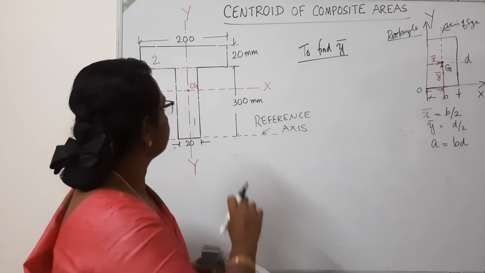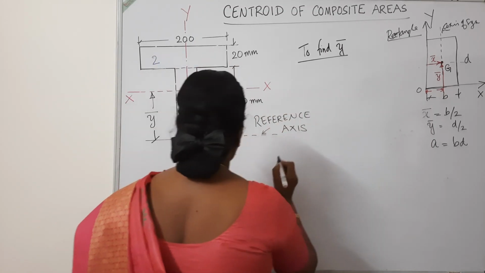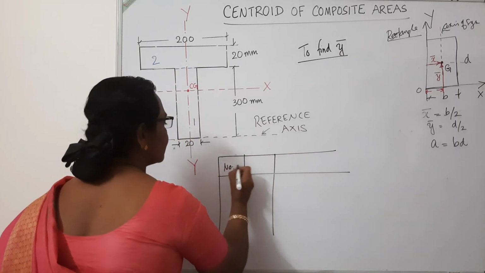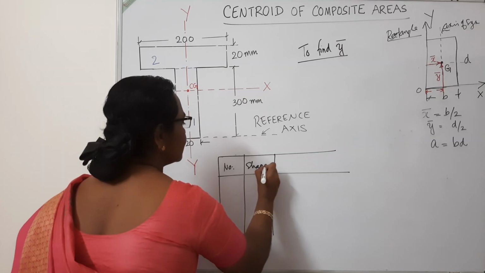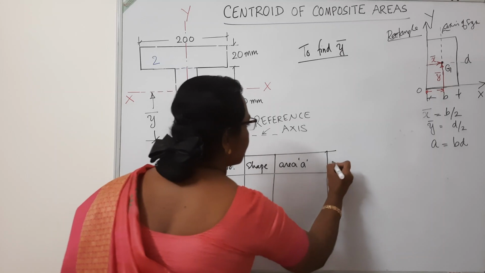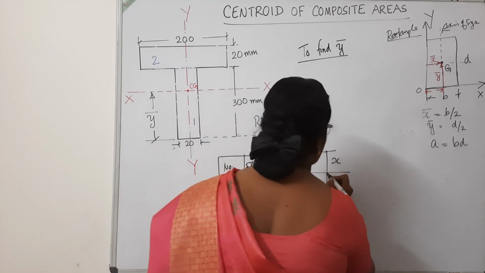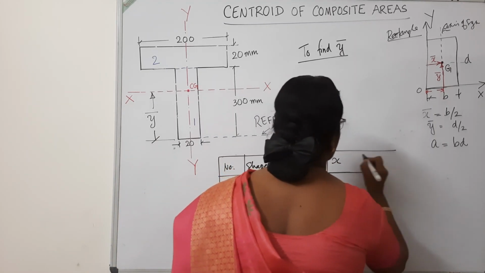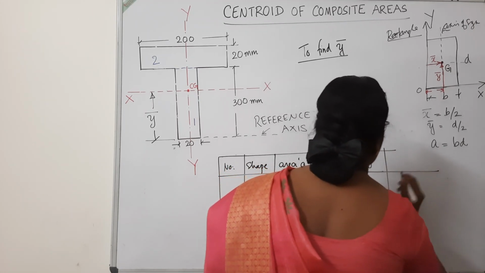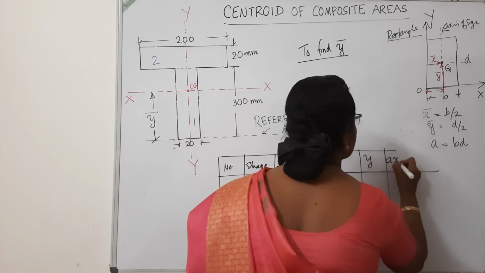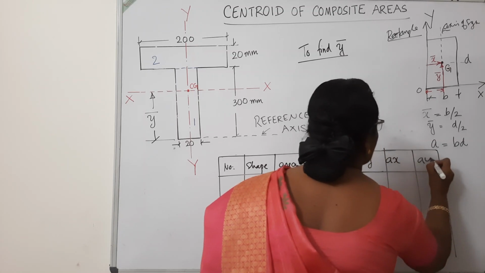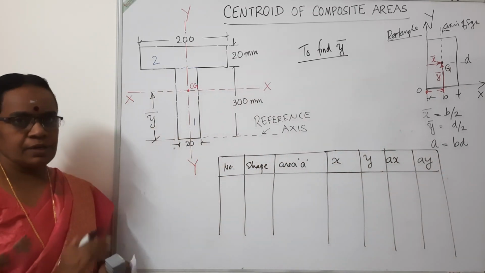For that I am going to split it, as I told you, into two areas. I will prepare a table like this. Here: number, shape, area A, x, y, ax, ay. You can see one by one.